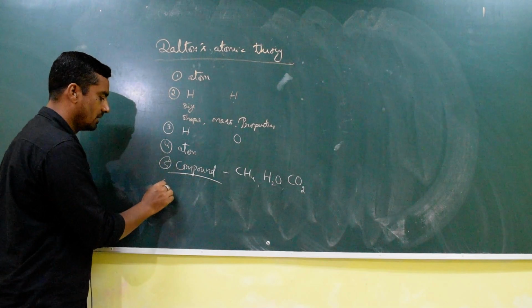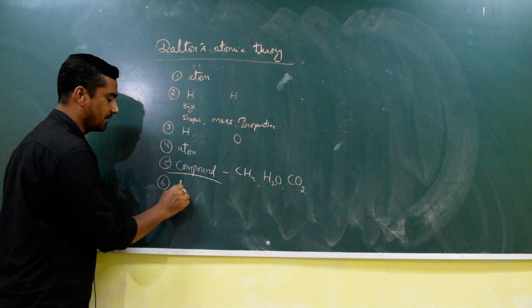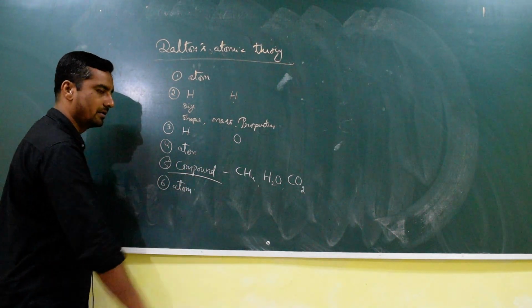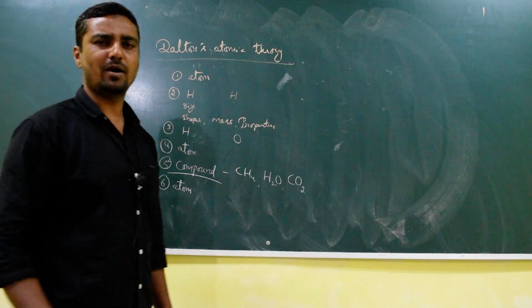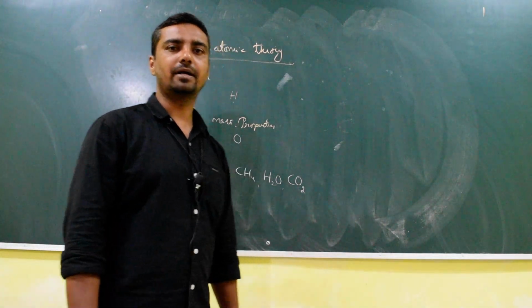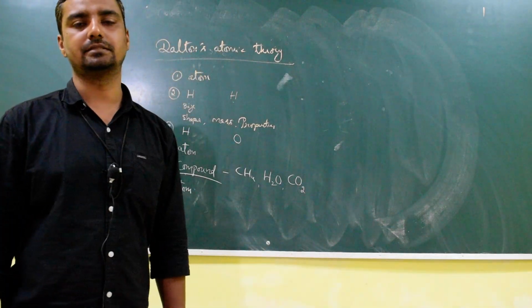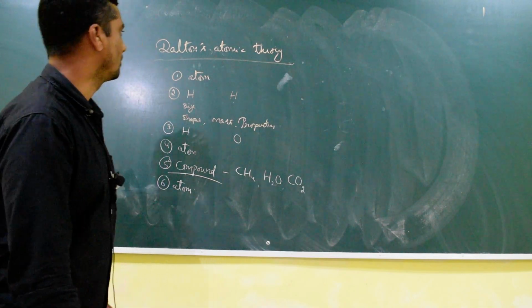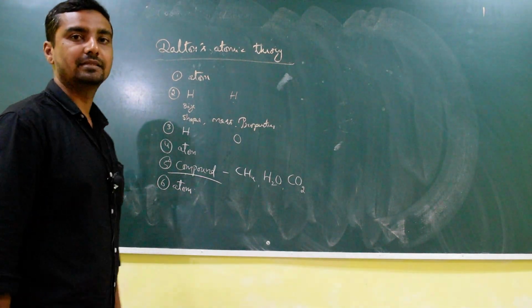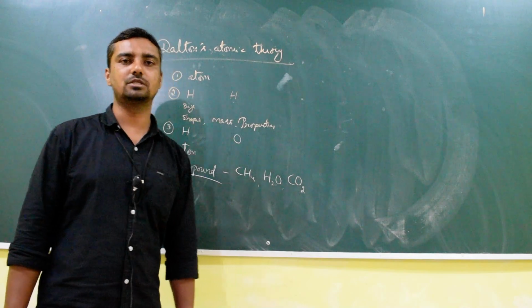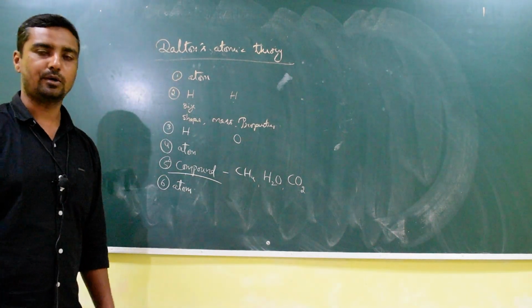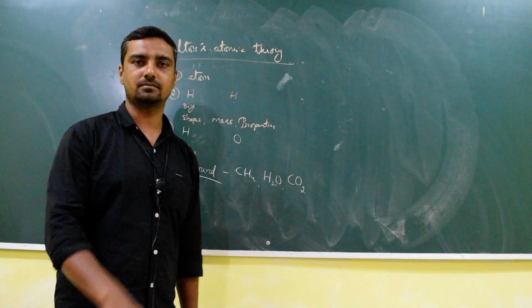And the sixth one, the atom is the smallest particle that takes part in a chemical reaction. So these are nothing but the postulates of Dalton's atomic theory. They have some drawbacks, right?